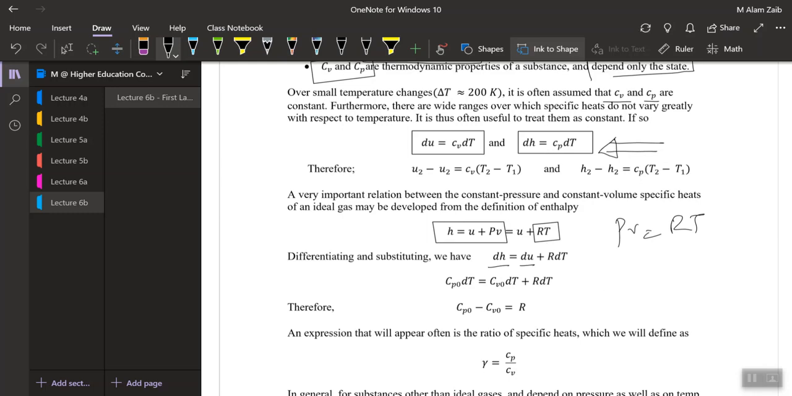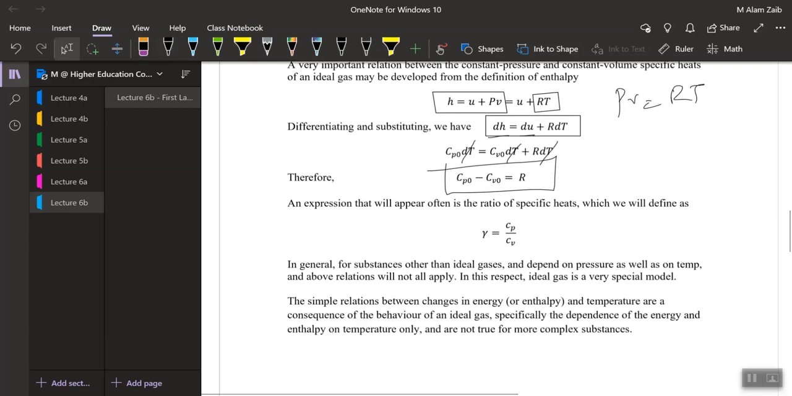If T is constant, obviously that part would be gone. So dH is equal to dU plus R dT. From above, dH is equal to Cp dT, dU is equal to Cv dT, and R dT over here. Taking dT common, Cp minus Cv would be equal to R. Then you might have seen another equation, gamma is equal to Cp by Cv.